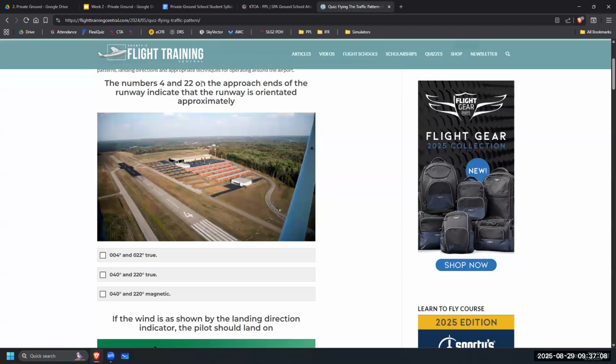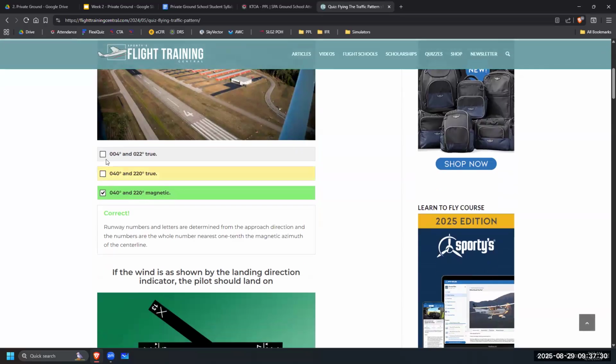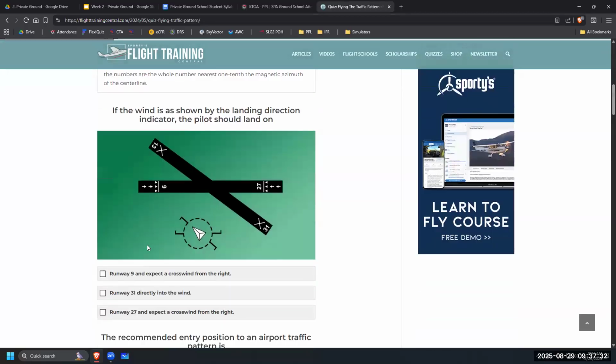So the numbers 4 and 22 on the approach ends of the runway indicate that the runway is oriented approximately 004 degrees and 22 true, 040 and 220 true, 040 and 220 magnetic. See? Good job, guys. Magnetic is the course. Okay.